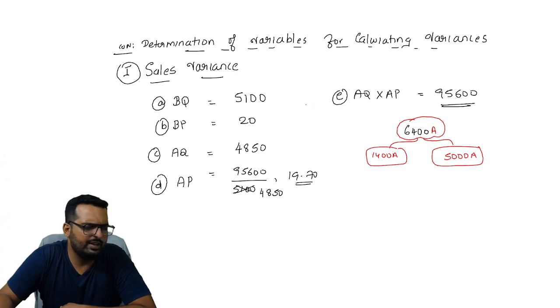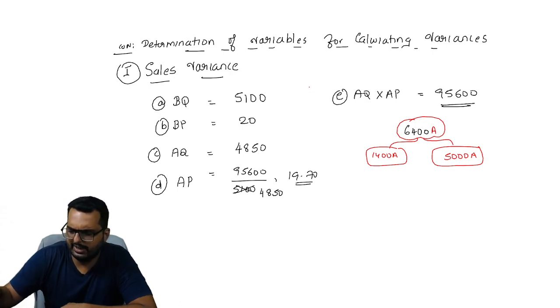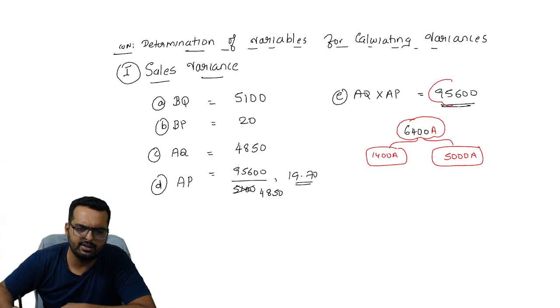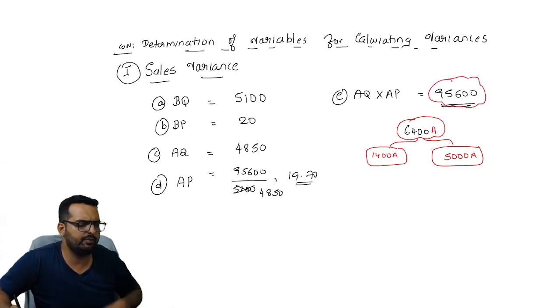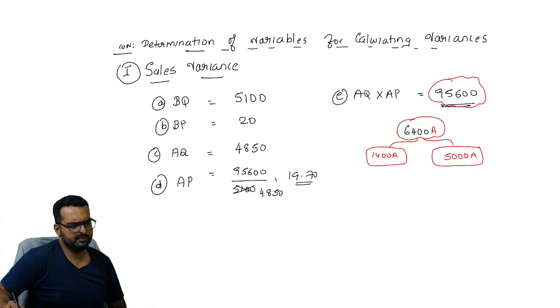You've got a rounding off. That's because you must have taken AP as 19.70. Correct? So that's why your answer became a round off. That's why I gave you this AQ into AP. You must have taken something else over here. AQ into AP is 95,600. You must have got some other number. That is just the rounding of difference.